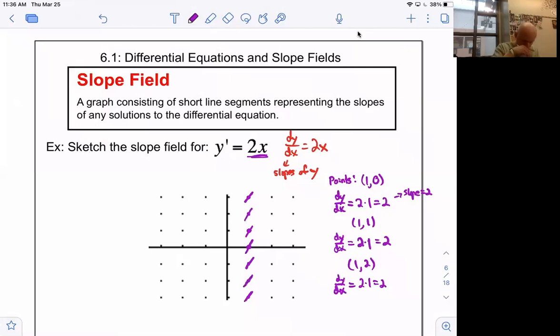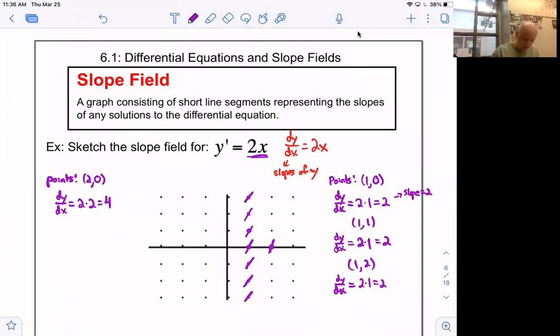Okay, well, let's try another class of points. So I'm going to pick this point right there. Looks like that's (2, 0). So if I find the slope at that point, dy/dx would be 2 times 2, which is 4. So 4 is steeper than a slope of 2. So I want to draw my slope so that it's steeper than 2. So maybe a little something like that. Yeah, more or less that'll work.